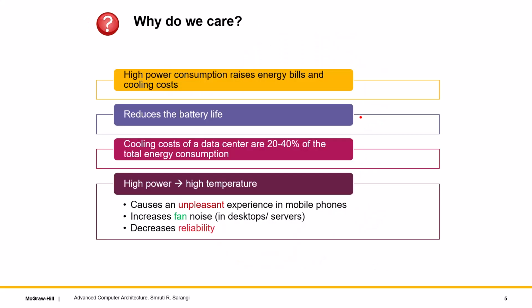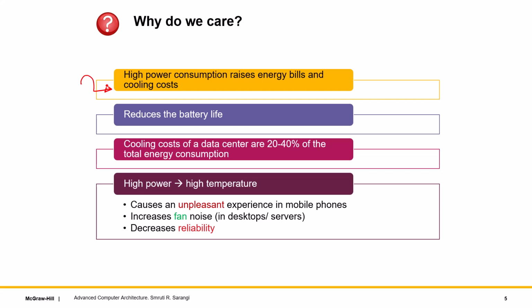Hence, we care. Why do we care? We care because of the high energy bills. Energy bills are high. Also, if you consider data centers, the cooling costs are very high. You can think about it this way: you spend a lot of money, let's say 100 units of money, in buying the machines for your data center, and then you keep on spending a lot of money, which would exceed 100 units easily over the long run, just for cooling it.